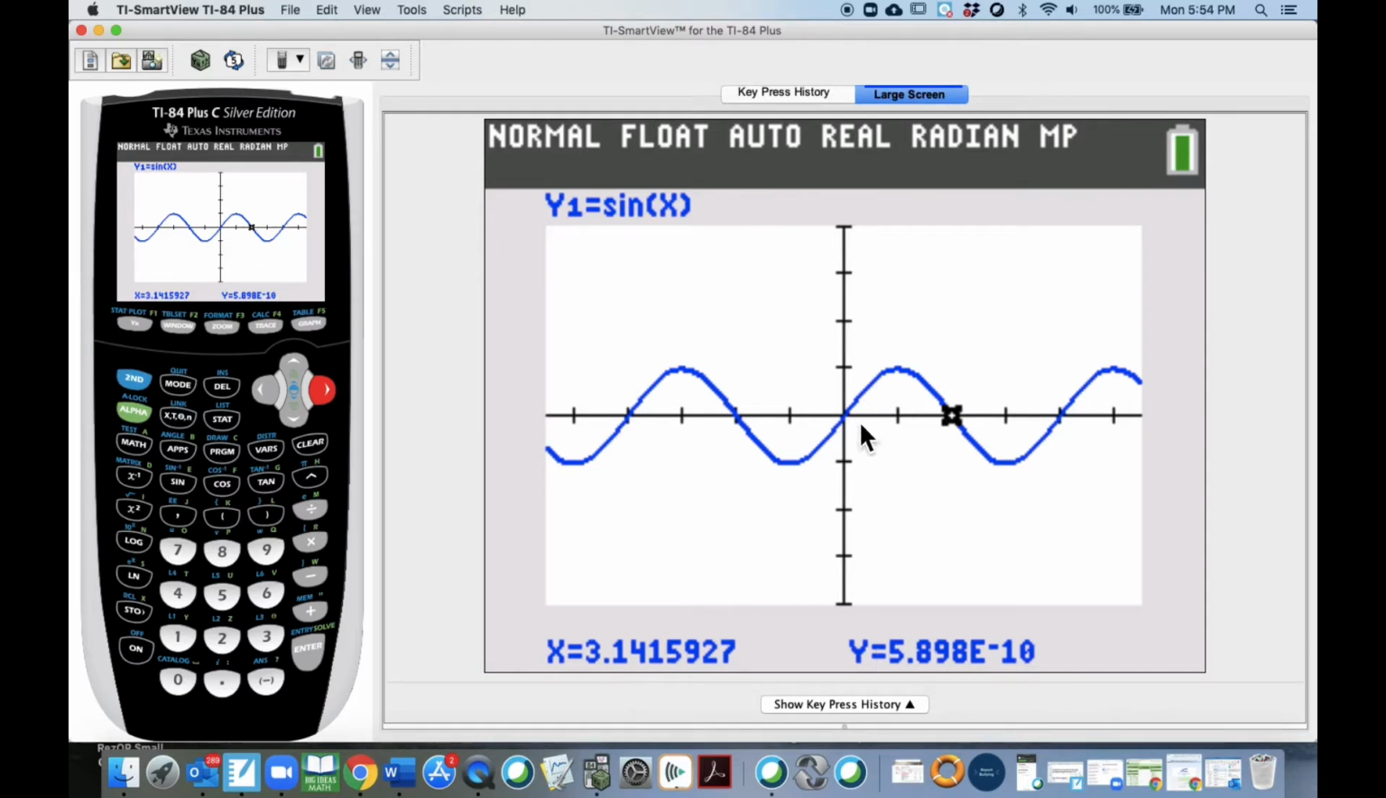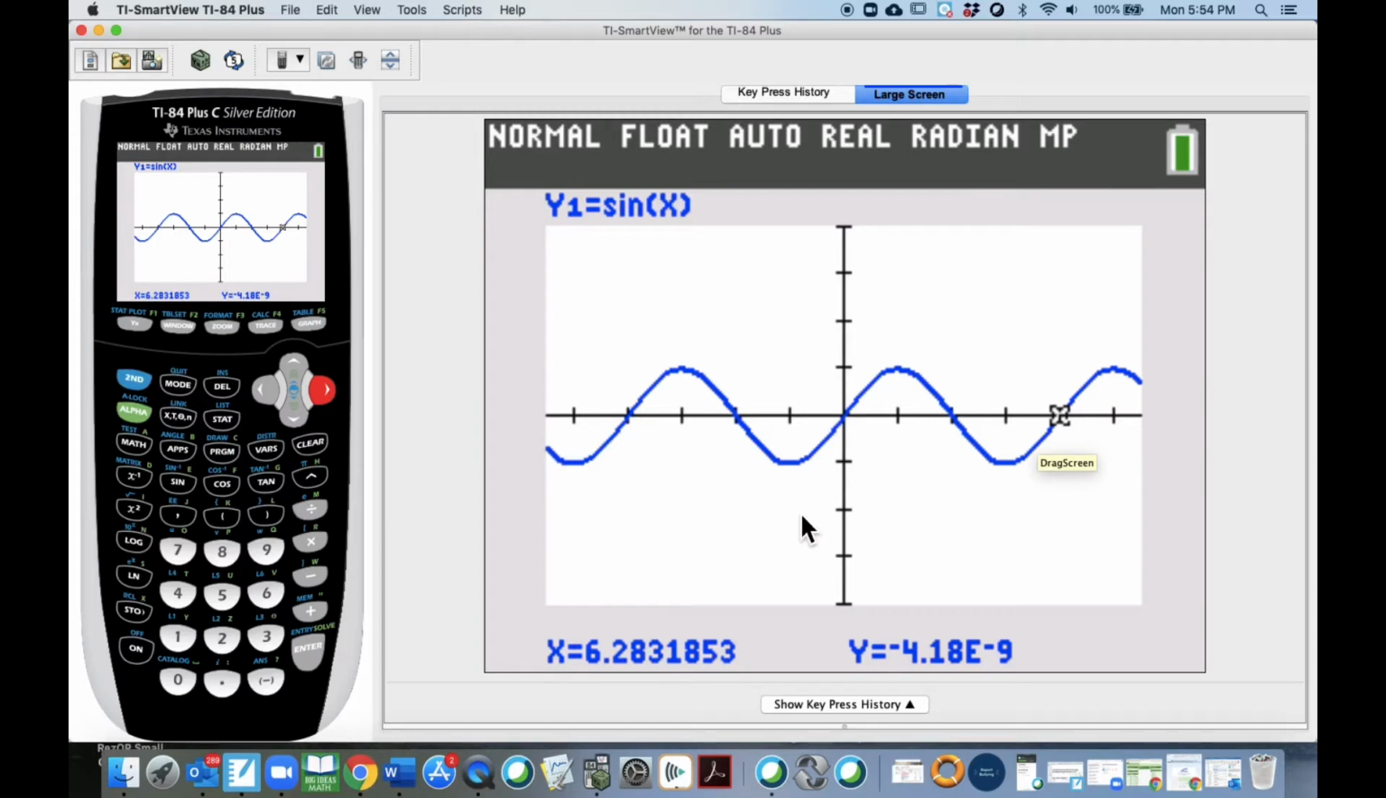So we are no longer counting by 1, 2, 3, 4. We're counting by pi's. So this is pi, this is pi over 2, this is 3 pi over 2, and if we go all the way over here, this will be 2 pi. 2 pi will be 6.28, let's just see. And here we are, 6.28, so each of these is counting by a half of a pi every time.